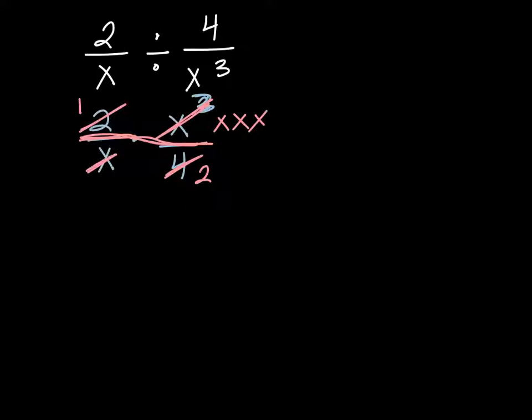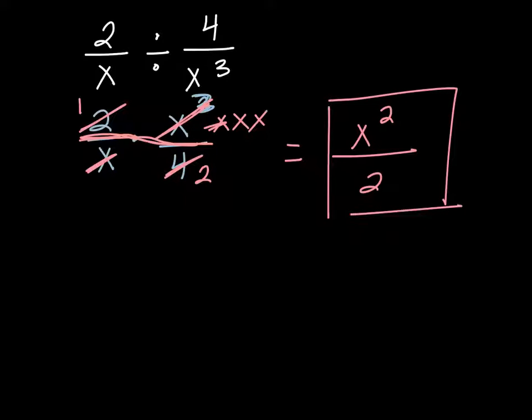So I can cancel one of these with one of these. And left over on the top, I have an x squared. And on the bottom, I have a 2. And there's my final answer.